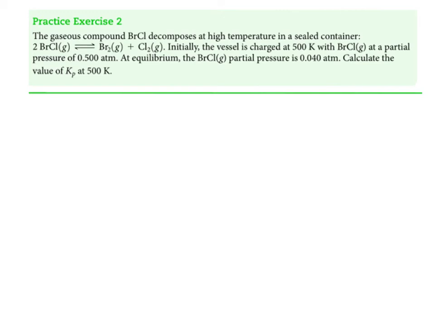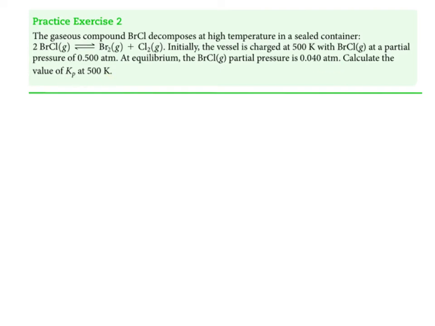Okay, let's work another sample problem. We have the gaseous compound bromine monochloride, decomposes at high temperature in a sealed container. This is our reaction: 2 bromine monochlorides going to bromine gas plus chlorine gas. Initially, the vessel is charged, and charged means filled, at 500 Kelvin with bromine monochloride gas at a partial pressure of 0.5 atmospheres. At equilibrium, the bromine monochloride partial pressure is 0.04 atmospheres. Calculate the value of Kp at 500 Kelvin.